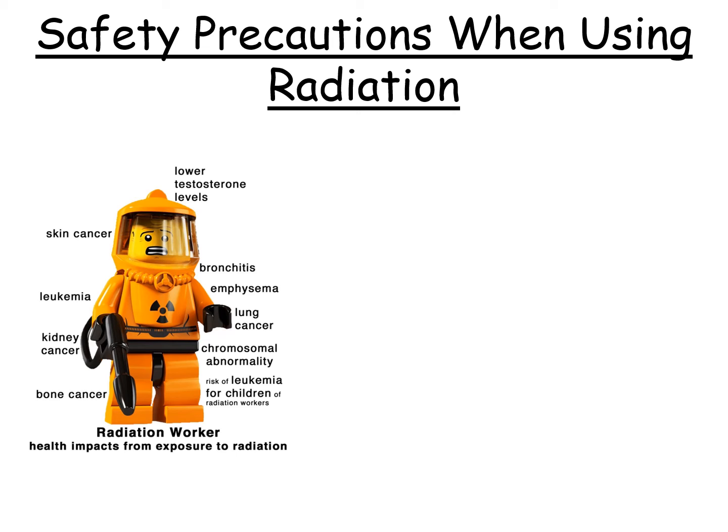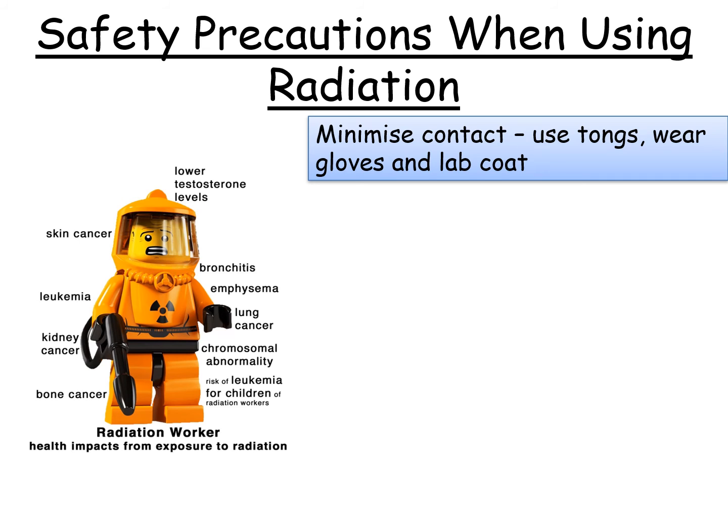But what are the precautions you've got to take when you're using radiation? Well, first of all, you minimize contact, because remember, the less you touch things, the less likely you're going to get it on you. So you would use tongs, wear gloves and a lab coat. The lab coat's really important because if you do get any radiation on you, it doesn't go on your clothes, and that means you don't walk around with it all throughout your day. Or more importantly, you don't take it with you wherever you go. So once you take the lab coat off, the radiation stays on the lab coat, and that stays in the lab so it doesn't get transported elsewhere.